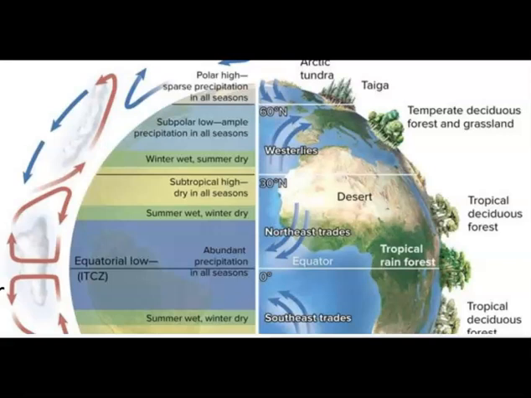Go a little bit further north, we have really wet winters and dry summers. A little bit further north, and now we're hitting up by the 60 degrees. We see subpolar lows, ample precipitation in all seasons, but then we get to the polar high, where the tundra lies, and that's where we see hardly any precipitation at all.